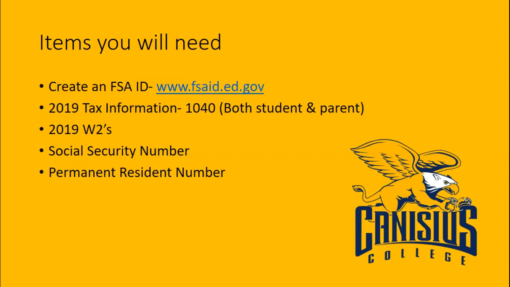Next, it is highly recommended that you keep a copy of your Social Security card next to you. The name needs to appear exactly as it is written on your Social Security card for both creating the FSA ID and for your FAFSA. If you are a permanent resident, you will want to have your permanent resident card handy, as you will need to report that number on the FAFSA.